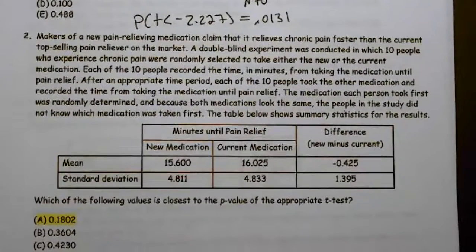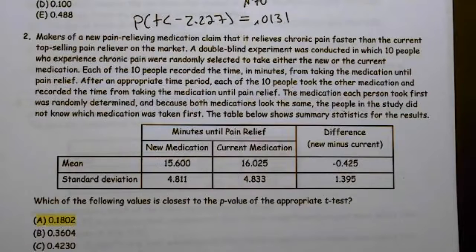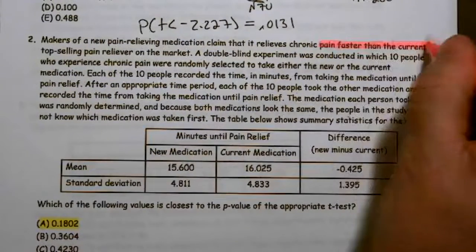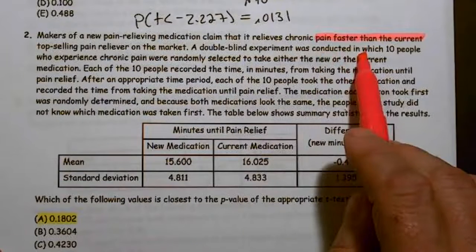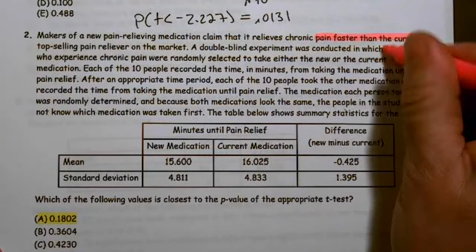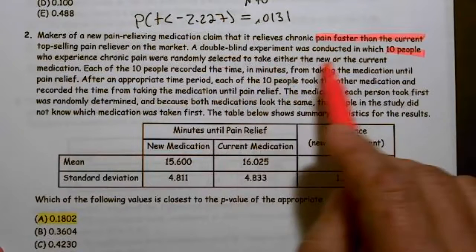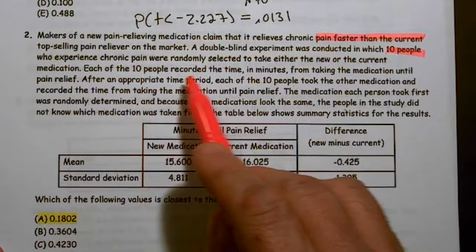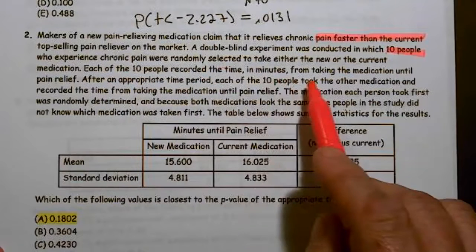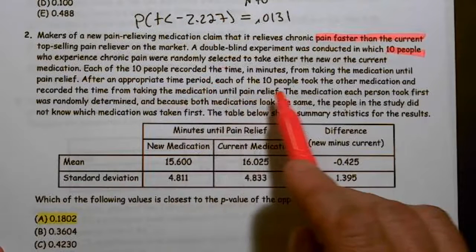Number two, makers of a new pain relieving medication claim that it relieves chronic pain faster than the current. So that's probably important. So I'm going to go highlight that. Pain's faster than the current. That's the claim. A double-blind experiment was conducted in which 10 people who experienced chronic pain, so we have a sample of 10, were randomly selected to take either the new or the current medication. Each of the 10 people recorded the time in minutes from taking the medication until pain relief. After an appropriate time, each of the 10 people took the other medication.